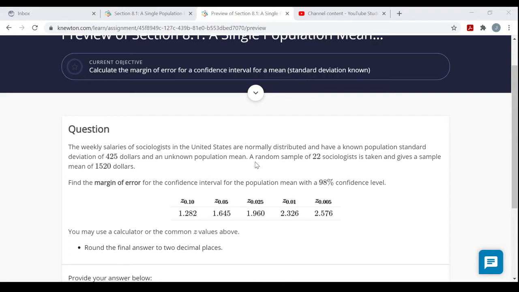All right, so from this population, a random sample of 22 sociologists is taken and gives a sample mean of $1,520. So that's the mean for this sample of size 22. We're asked here to find the margin of error for the confidence interval for the population mean when there's a 98% confidence level, and round your answer to 2 decimal places.